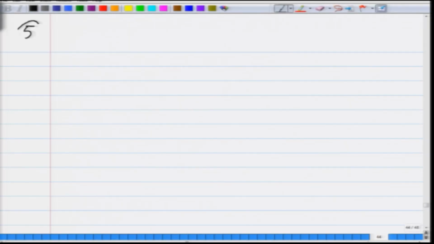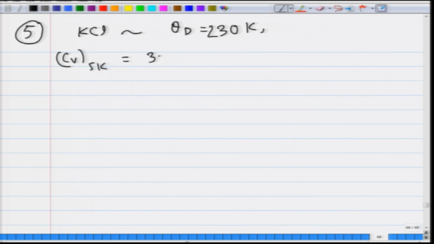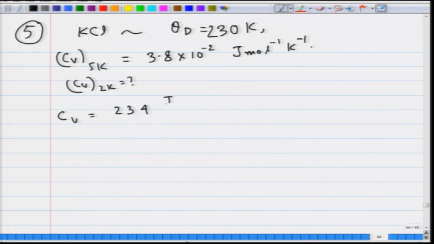Now question number 5. We have KCl, its Debye temperature is given as 230 Kelvin, and specific heat at 5 Kelvin is given as 3.8 into 10 to the power minus 2 joule mole inverse Kelvin inverse. What will be Cv at 2 K? Cv is written as 234 T by theta d whole cube into n kb. These are the constants of pi square, n and v and everything. The main part is that Cv is proportional to T by theta d cube.